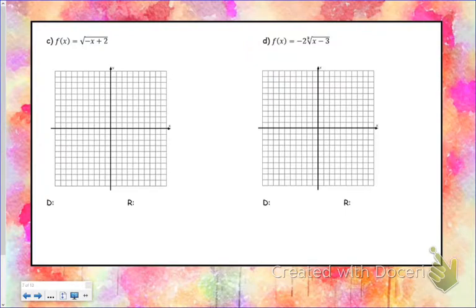All right, so let's look at one more. This one's probably one of the most missed ones because of that negative on the inside. That negative on the inside is going to reflect over the y-axis.